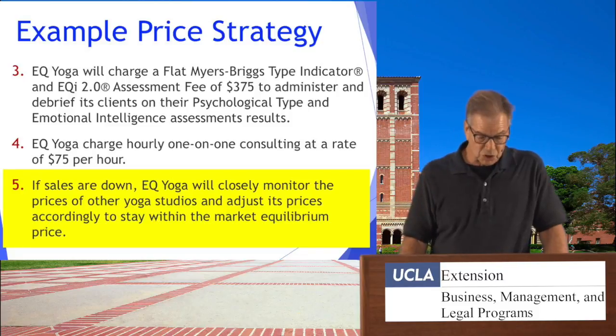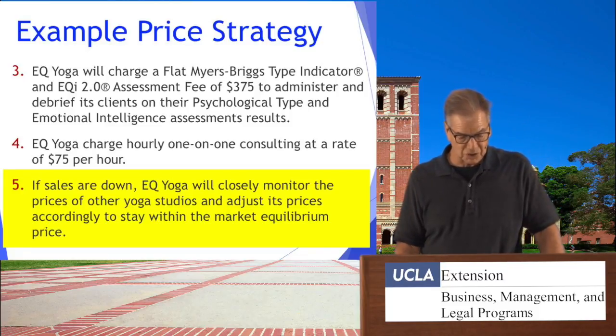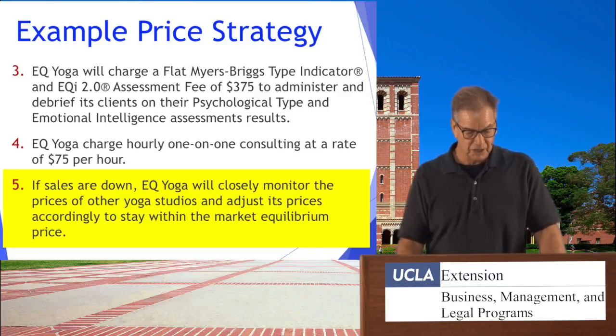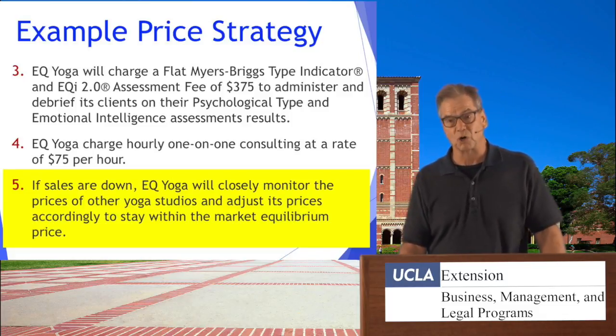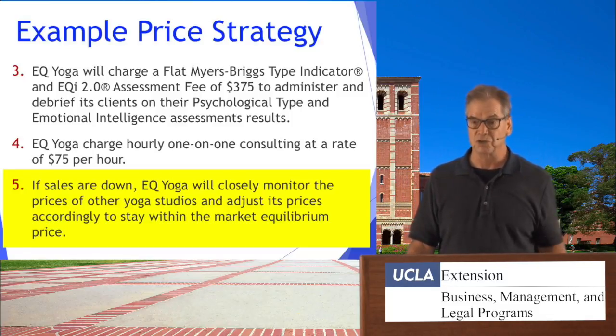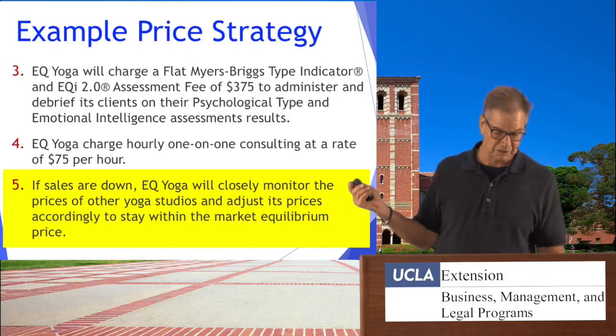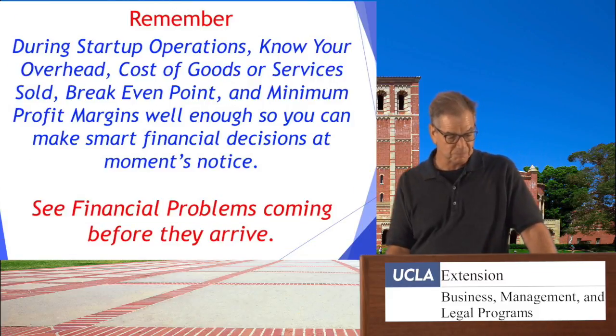If sales are down, EQ Yoga will closely monitor the price of other yoga studios and adjust its price accordingly to stay within the market equilibrium price. So that's saying part of our strategy is to be very aware of what other studios are doing so that we're always competitive on price from that standpoint, not losing any customers.